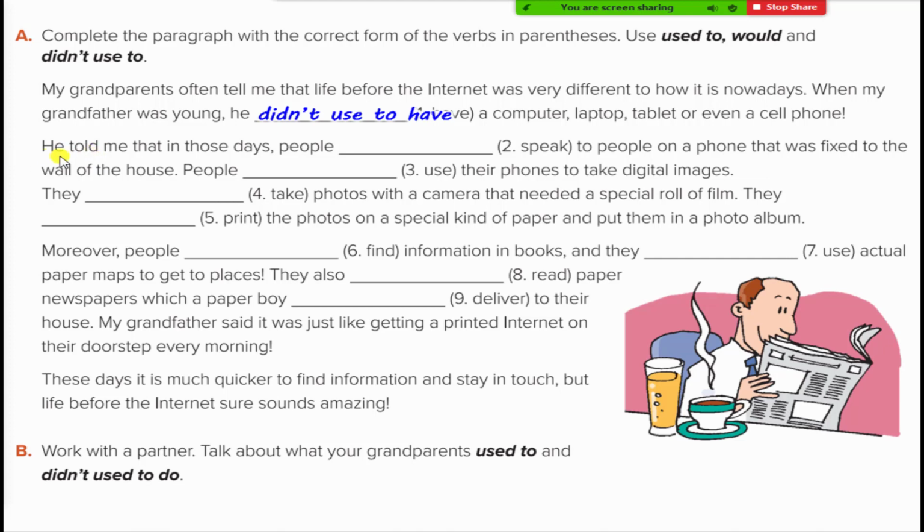Okay, Ahmed? He told me that in those days people would speak to people on a phone that was fixed to the wall of the house. So speak becomes? People would speak, or used to speak. Yes, very good, Ahmed.